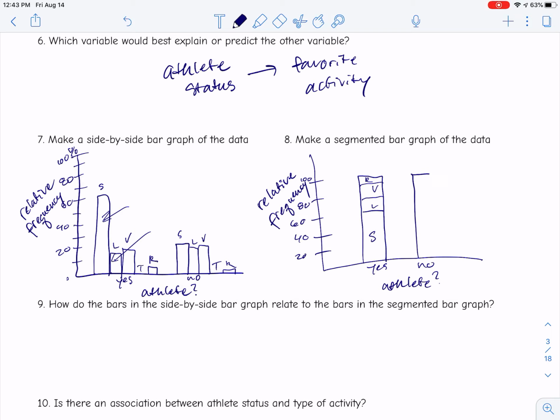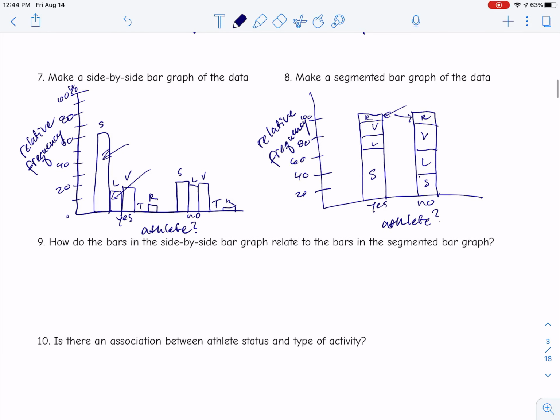For non-athletes, we had about 33% say sports, 30% say Legos, 33%. This is also not drawn to scale, but 33% or so video games and 3% reading. So this slice should have been smaller than this one, so excuse my drawing, but you get the picture. Okay.